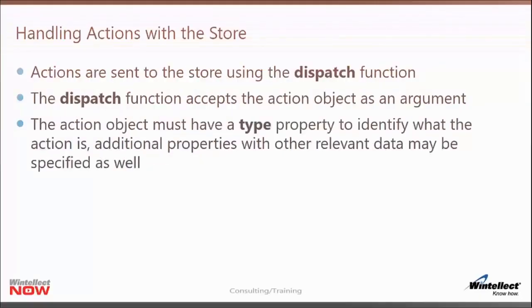Handling actions with the store. When an action is created in the system and it needs to be handled by our store, we're going to pass that action to the store through the use of the dispatch function. So we're going to call the dispatch function, pass in the action object. Now, all action objects must have a type property. That type property will be used by the reducer function to determine how the state is going to be modified as a result of that action. On the action object, there's also other relevant data too. So it's not just the type, it's the type plus any other data, such as data that comes back from REST services. And that's how that data is then passed into the actual store.